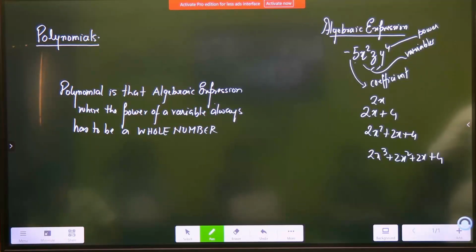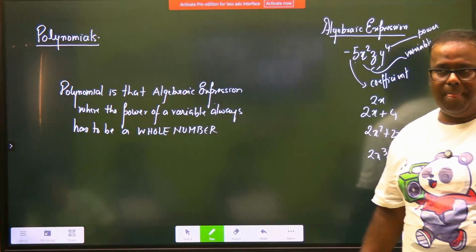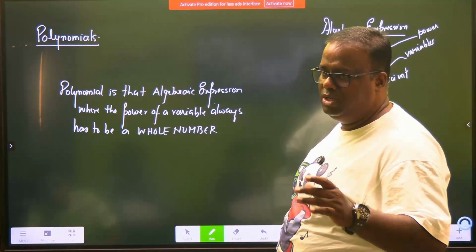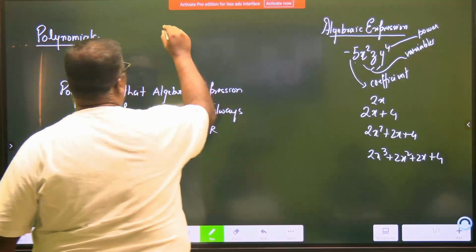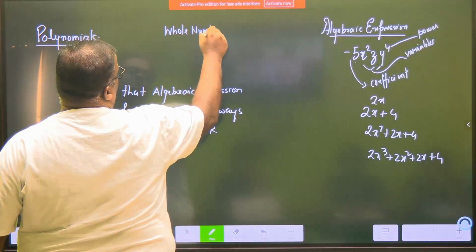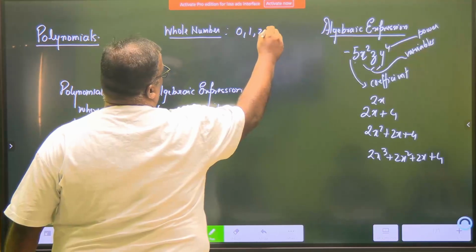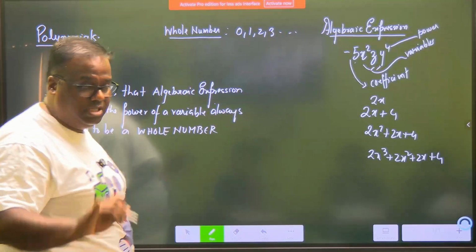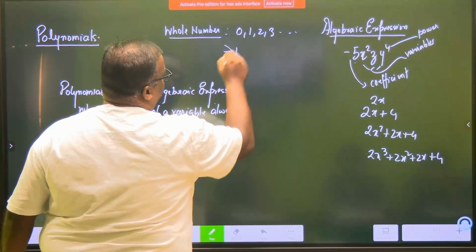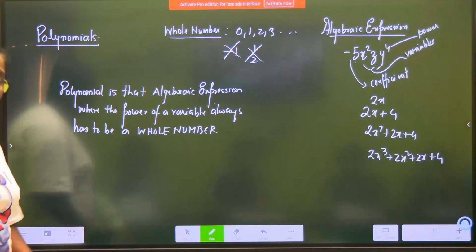Tell me one thing. Do you understand what is a whole number? Whole numbers are numbers which are the natural numbers including 0. So in order to understand this definition, we first need to understand what is a whole number, right? Whole numbers can be 0, 1, 2, 3 and so forth. Please understand, in whole numbers, -1 cannot come, half cannot come. So these are not whole numbers.